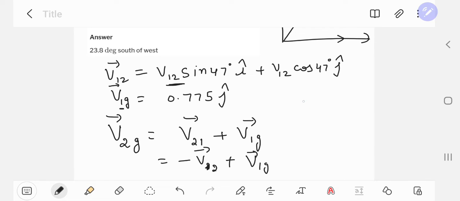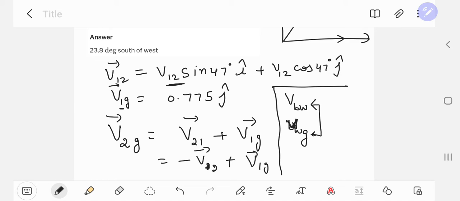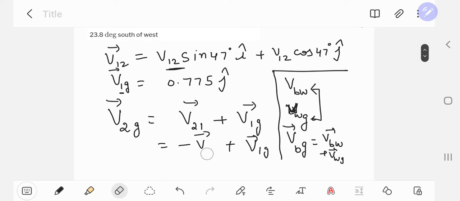Let's say you have, instead of this, a question like another example I'm giving you: the boat with respect to water, and water with respect to ground. I will add them to get the velocity of the boat with respect to ground, because that will be boat with respect to water plus water with respect to ground. That is how we always add the velocities to get the relative velocity. Now this one is a negative, right? So the negative value is of this whole thing.